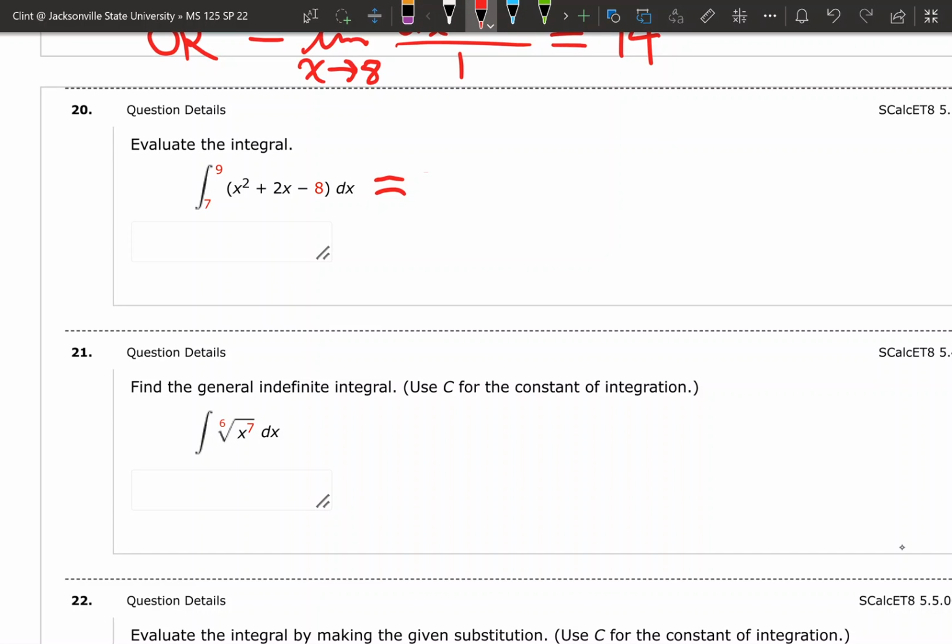So we add 1 to the square, we get 3. There was a coefficient of 1, so divide that by 3, we get 1/3. The middle term, we add 1 to the power of x, we'll get x squared. We had a coefficient of 2. 2 divided by 2 is just 1. And then with a constant, what's our last one going to end up being? Just minus 8x, yeah. And then we want to evaluate this from 7 to 9. That means we plug in the top number first, minus what we get when we plug in the bottom number.